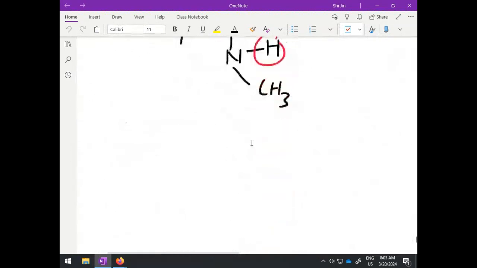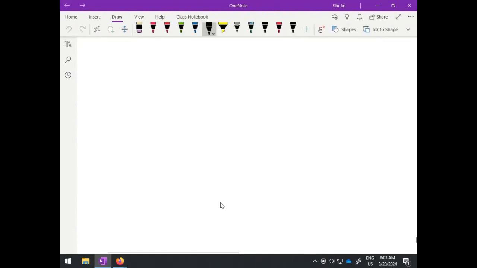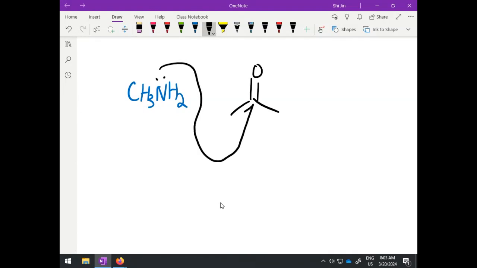addition stage. For instance, we're going to use a primary amine as an example. Say we have just methylamine. You don't need to worry about the name. So, if it reacts with, say, acetone, assume the reaction happens in a very slightly acidic environment.